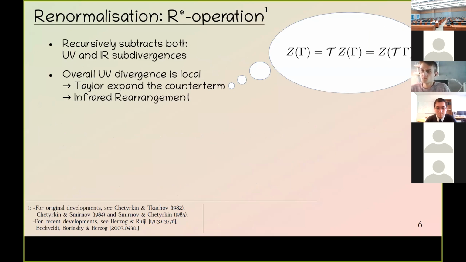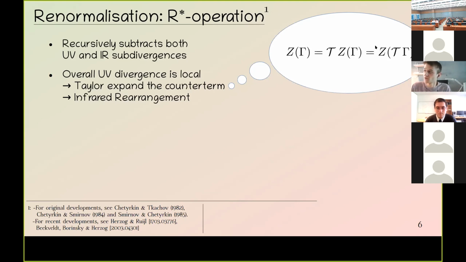What it does is it recursively subtracts both UV and infrared subdivergences from your correlators, from your diagrams. After subtracting your subdivergences, what remains is an overall divergence, which is local, meaning it is polynomial in the momenta. And because it's polynomial, it's possible to find a counter term to subtract this divergence. Since it's a polynomial in the momenta, you can Taylor expand the counter term. Here, Z corresponds to the counter term operation applied to some diagram. This first statement is just the fact that because it's a polynomial in the momenta, we can Taylor expand with respect to these momenta.